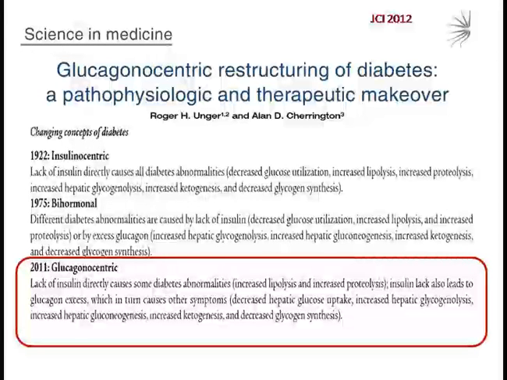Insulin lack also leads to glucagon excess, which was previously insulin and glucagon existing together. Now we have the glucagon excess, which is leading to decreased AGO, increased hepatic glycogenolysis, increased hepatic gluconeogenesis, increased ketogenesis, and decreased glycogen synthesis. But this concept of glucagon is not new, and it has been there for a very long time.